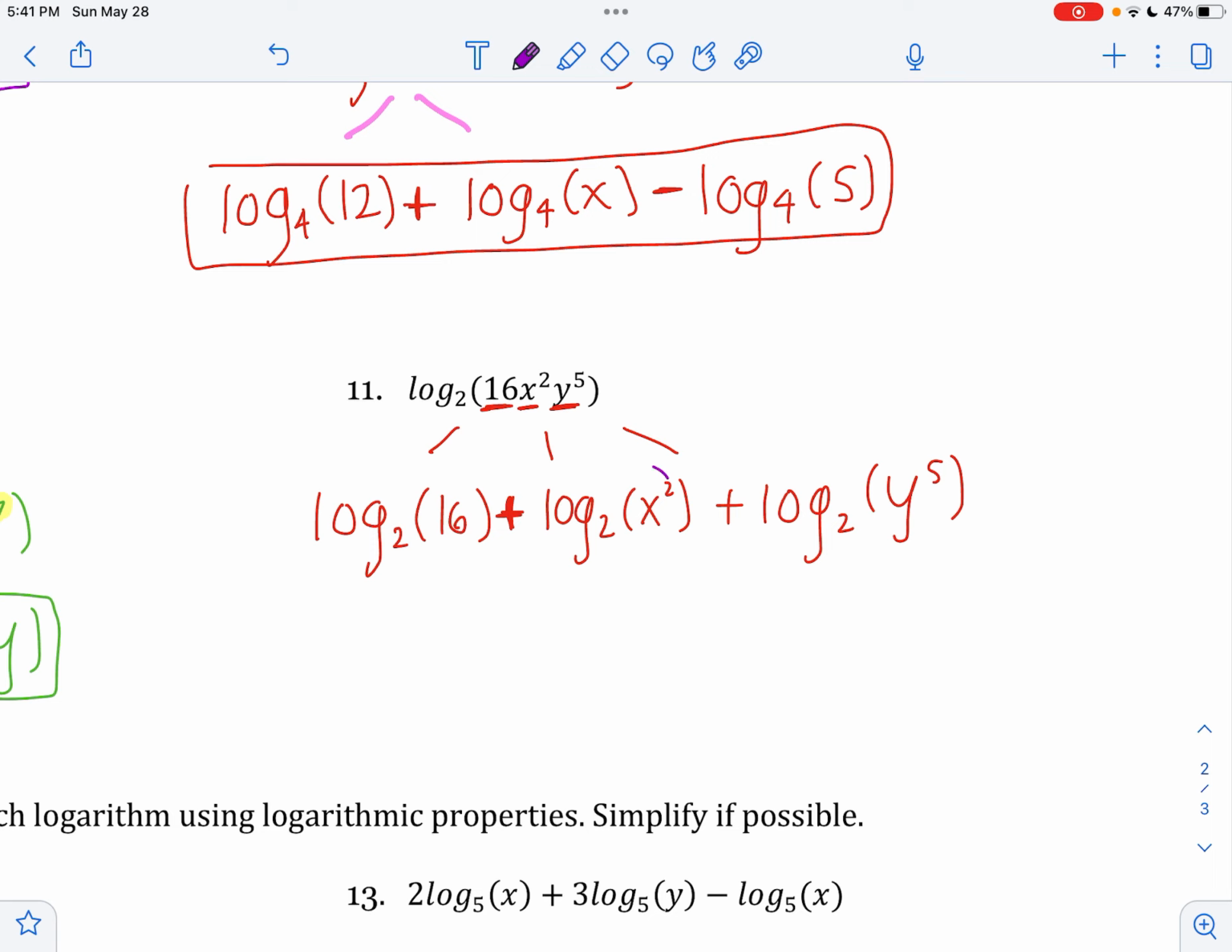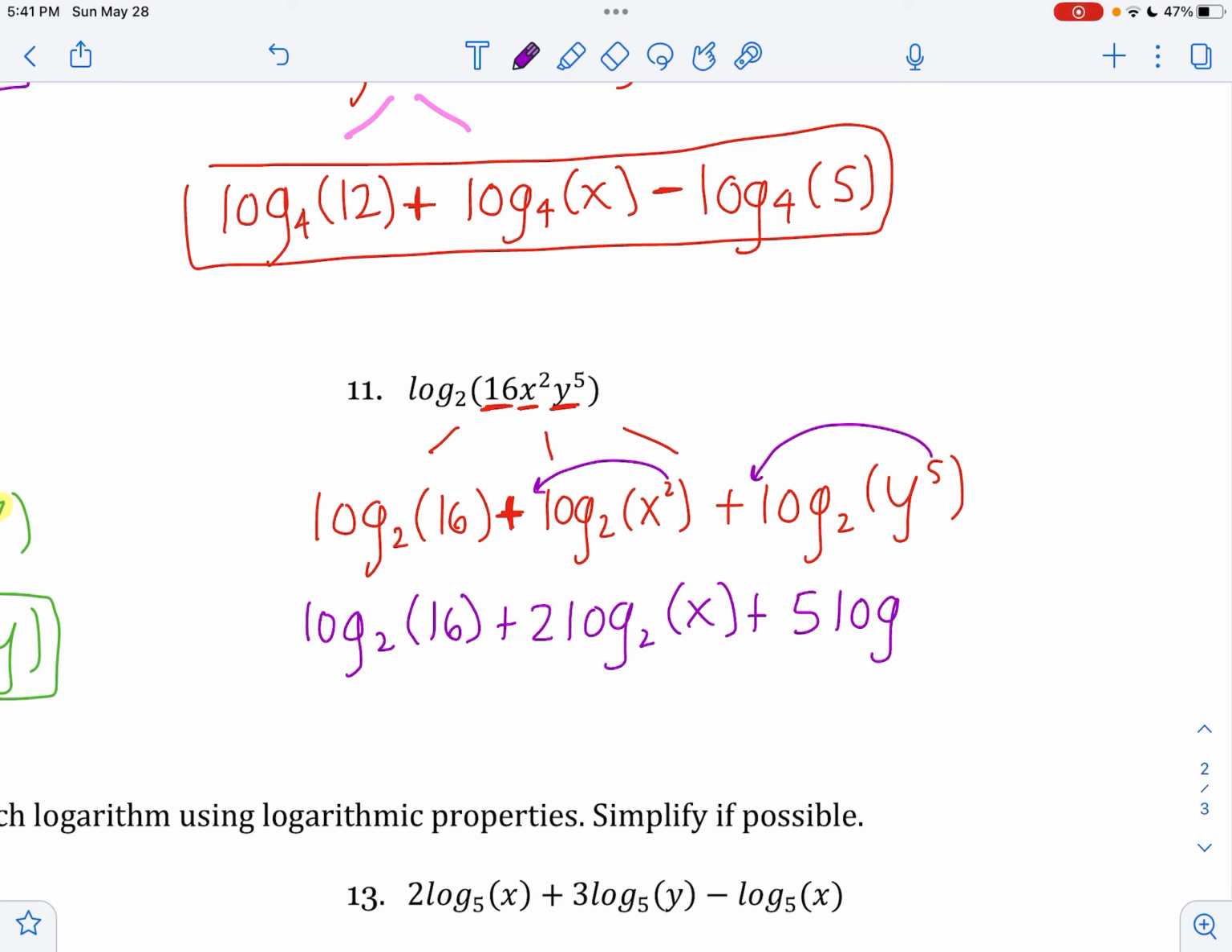So this is a 2, I'm going to bring it to the front. This is a 5, I'm going to bring it to the front. And if you just had this on your test, it would be 100% correct, and you'd get full credit. Remember, you bring this 5 in front, then you just have the y there. This 5 is the only thing that's coming in front. This 2 is the only thing that's coming in front, here and here, right?